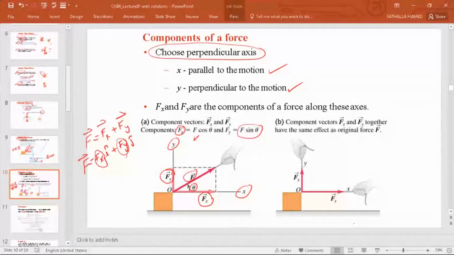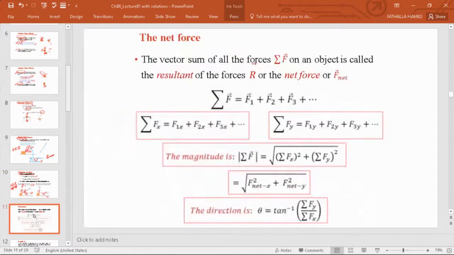But the actual motion here is happening along the x-axis, and that's why we chose the x-axis to be along the motion. And you have here the x component, and the y component, of course, is going to be perpendicular to the motion. So that's what we usually do.